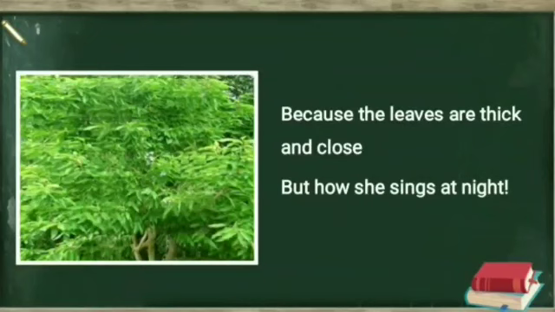So can you see this picture? This is the champak tree. So look at these leaves. The leaves are very thick and it is very close. Okay, so the poet is not able to find the cuckoo bird in the champak tree. Why? It is because the leaves are thick and close. But even then, the bird is singing at night and she could hear the bird sing.